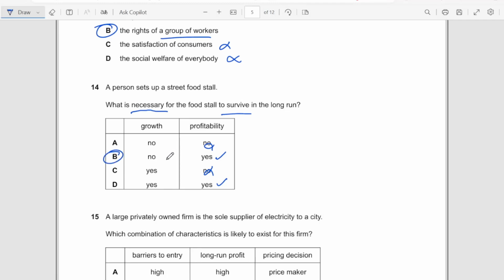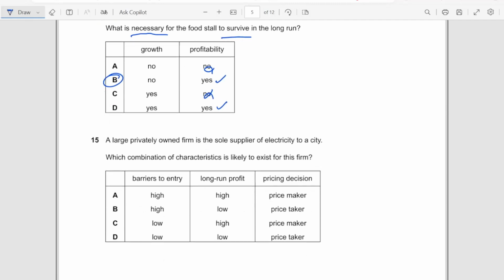In the short run, it's important. It could be important to grow because of the ability to achieve economies of scale and cost efficiency. But in the long run, maybe we don't want to pursue growth. We're happy with the level of the size of the business and level of activity that we are doing. But we do want profitability as business owners.